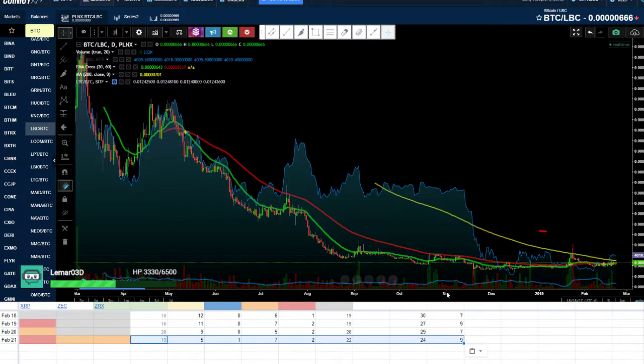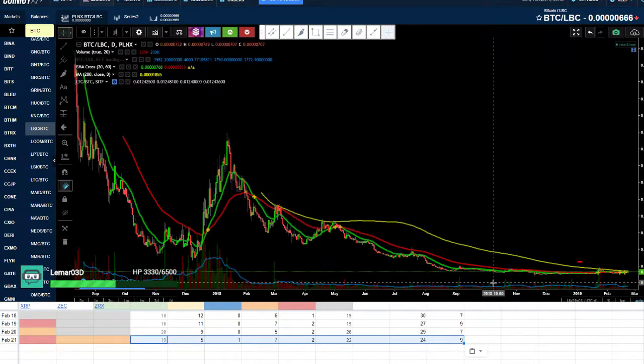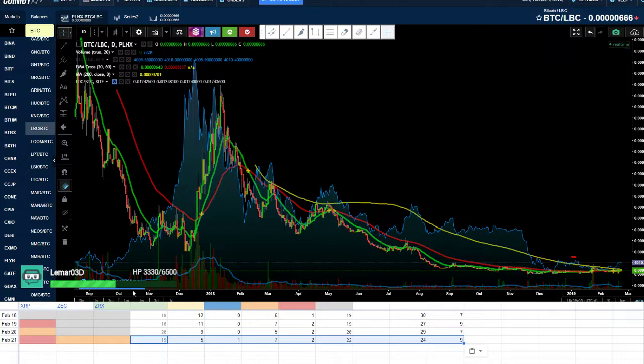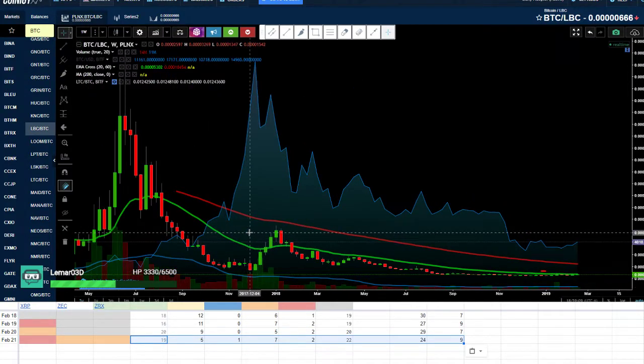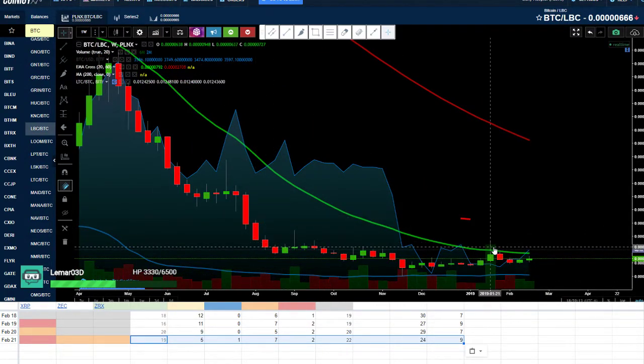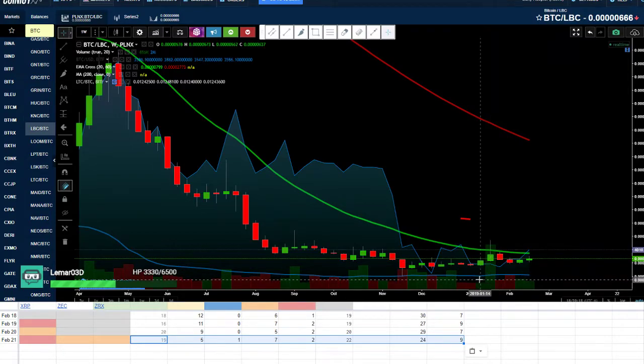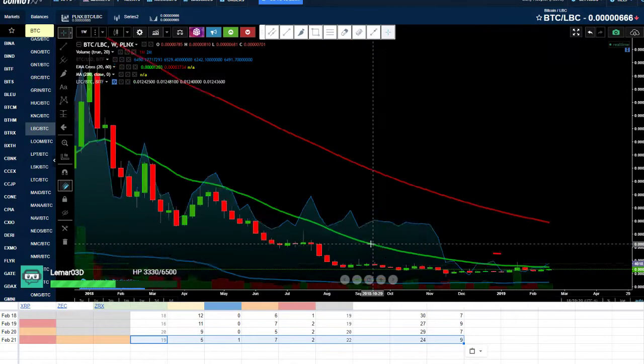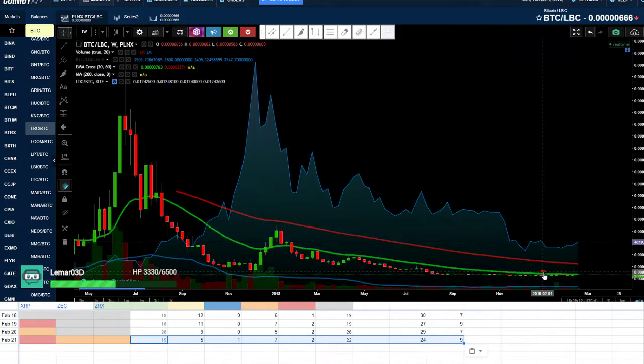September, October, November, December, January, February, March. This is going to be so epic when it goes. Zooming into the 1-week view, look at how flat this is, and look at the size of this buying volume here on this week, just recently, 5 weeks ago, 4 weeks ago. This is going to be epic, absolutely.